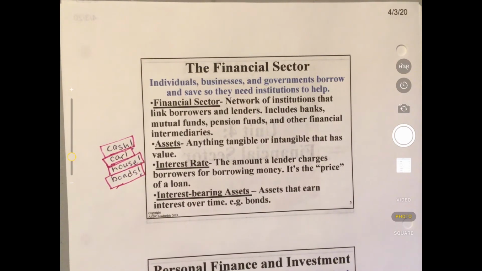The last term, interest-bearing assets: assets that earn interest over time. For example, bonds. Well, I'm not just going to loan a company or government my money without getting something in return for it. So I'm going to be getting that interest. And we'll be talking more about bonds in a moment.